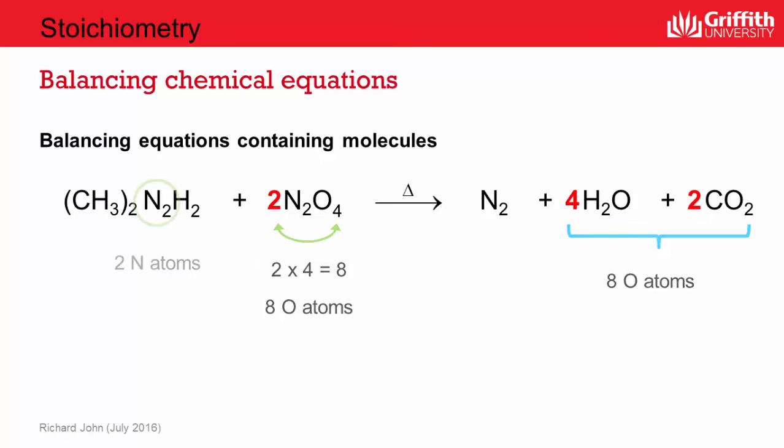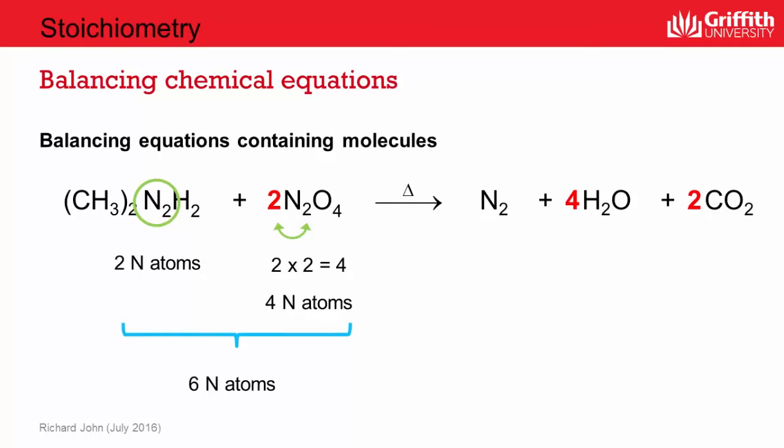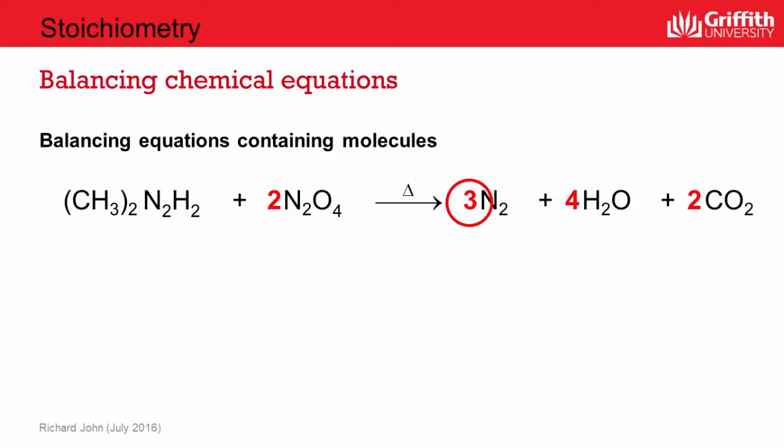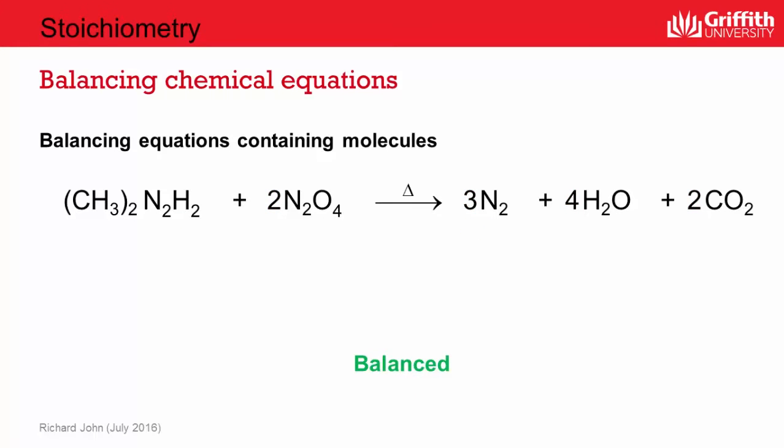So lastly, I'm going to count up all my nitrogen atoms on the left hand side. I've got 2 there, and I've got another 2 times 2 there, so I've got a total of 6 nitrogen atoms. At the moment I've only got 2 nitrogen atoms on the right hand side, and I'm going to put a big 3 in front of the N2 to get my 3 times 2 is 6 nitrogen atoms on the right hand side, which matches the 6 nitrogen atoms on the left hand side. So this equation is now balanced.